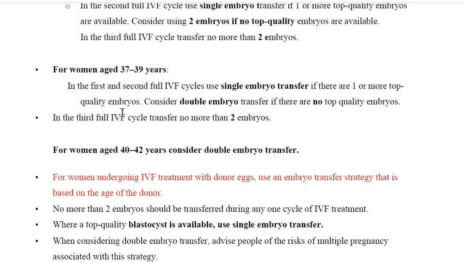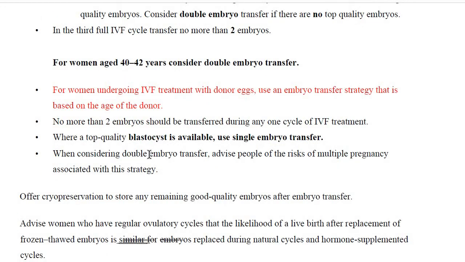Okay, and then in the age group 40 to 42, you will consider double embryo transfer right from the start because in view of her age, she is very likely to fail this IVF. That is the point. So for women undergoing IVF treatment with donor eggs, use an embryo transfer strategy that is based on the age of the donor, not the age of the recipient. And no more than two embryos should be transferred during any one cycle of the IVF treatment.